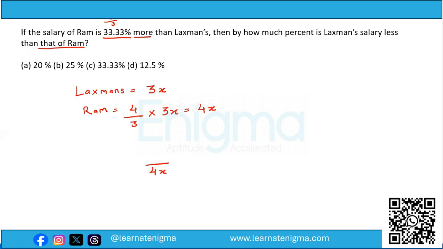So Lakshman's salary is 1x less than Ram's salary. So it will become 1x upon 4x into 100. X will get cancelled out. Answer comes out as 25%.